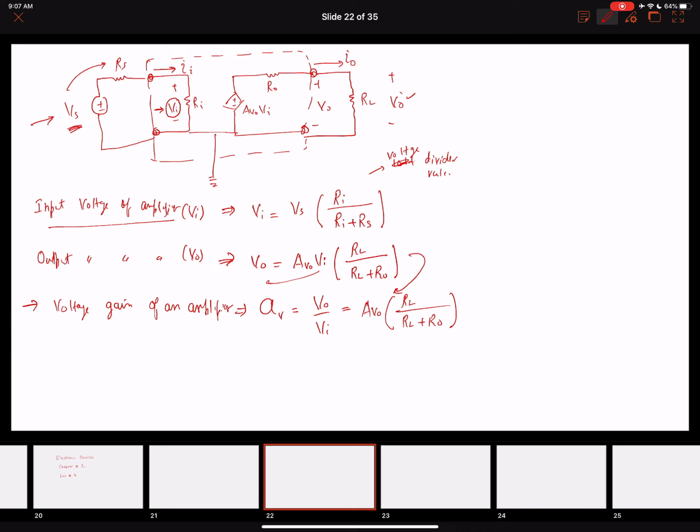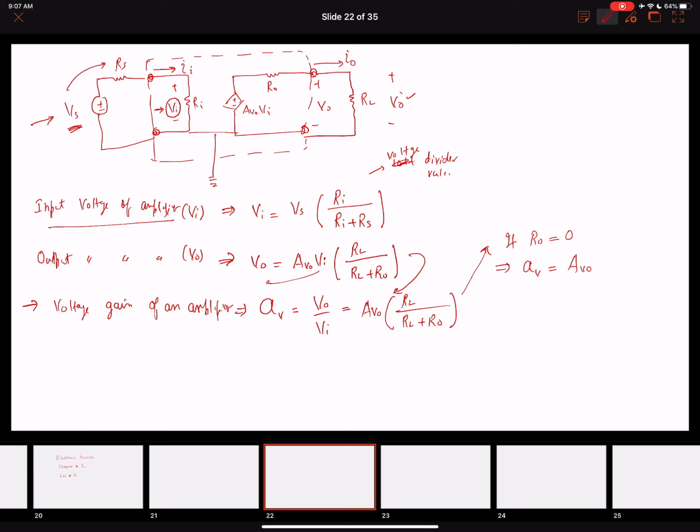Now, interestingly, one thing we can see from here is that if Ro here equals 0, right? If Ro becomes equal to 0, this means that our Av, the voltage gain of the amplifier, becomes equal to Avo, which is the voltage gain of the amplifier in the open circuit condition. We're going to talk about that in more detail. What exactly is Avo?